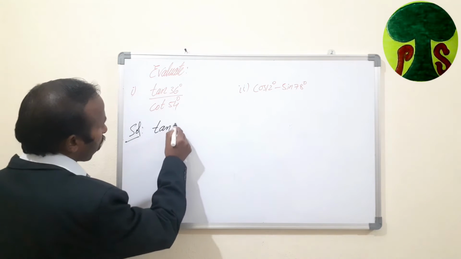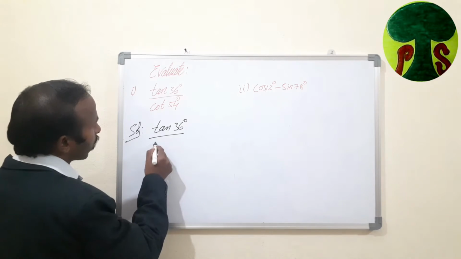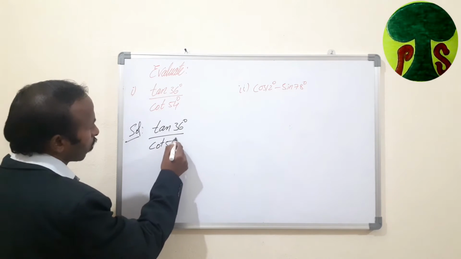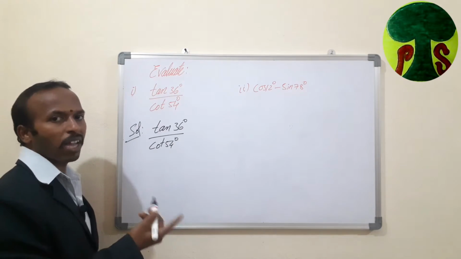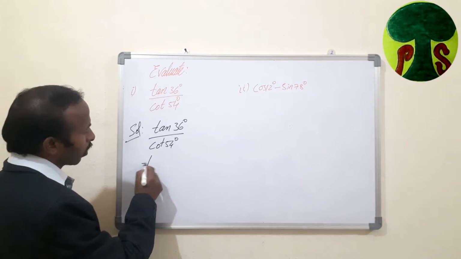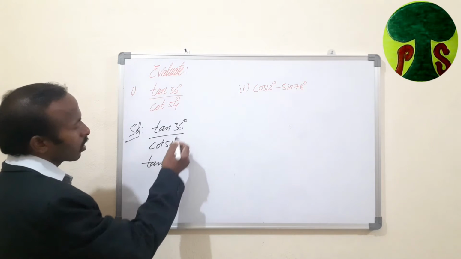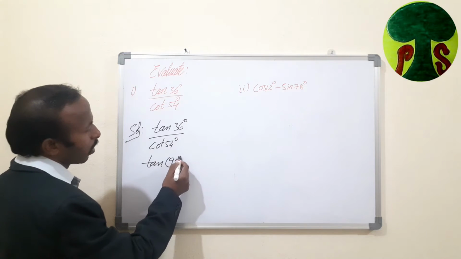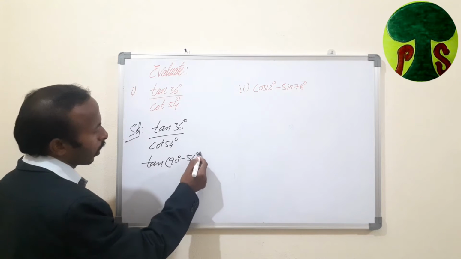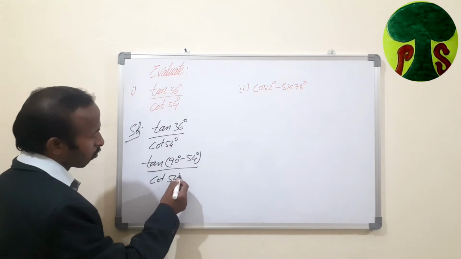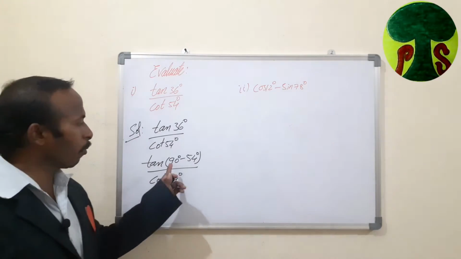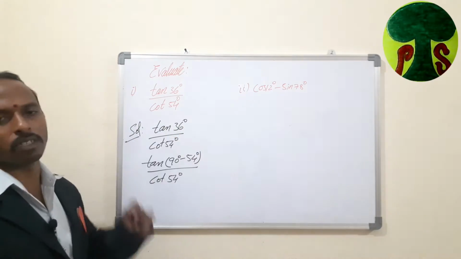Tan 36 degrees by cot 54 degrees. 36 degrees, you try to express as 90 minus theta. So I am writing tan of 36 as tan of 90 degrees minus 54 degrees by cot 54 degrees. Here 90 minus 54 is nothing but 36.